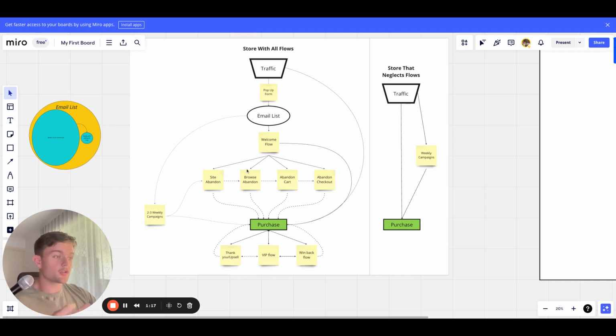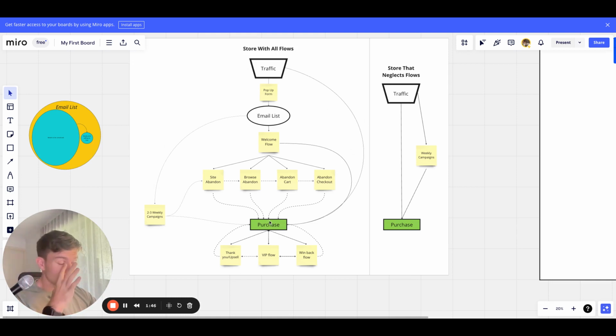But what a lot of people neglect is that these flows are really important, because a lot of the traffic from the campaigns is going to lead people into each step. For example, if your campaign gets someone active on site, they're going to enter the site abandon flow. If your campaign gets someone browsing products, they're going to enter the browse abandonment flow, and then carts and checkouts and so on. So the actions taken as a result of your campaigns actually lead people into each step of these flows, which ends up working as a massive ecosystem, which increases sales.